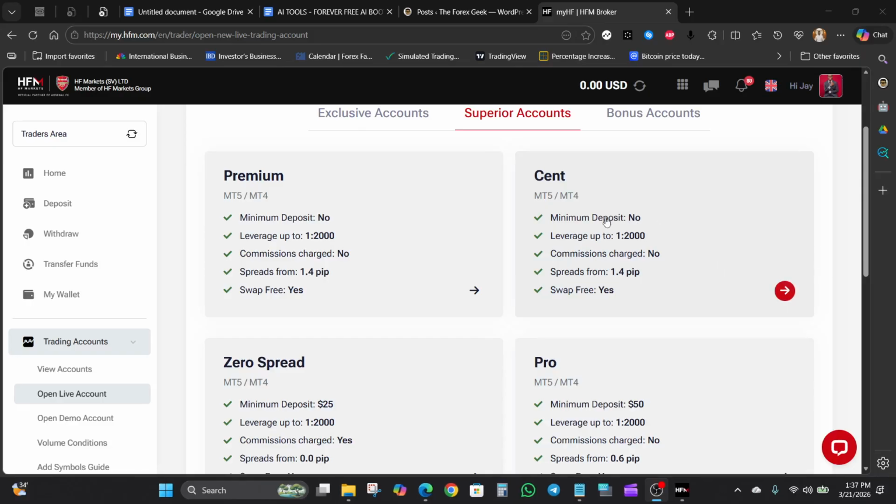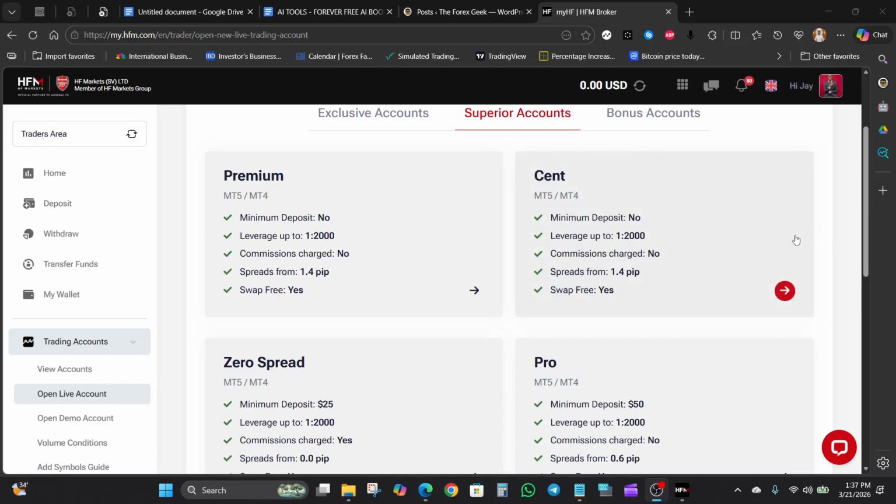For example, a cent account is designed for beginners. There are brokers that offer cent accounts, maybe not all brokers offer it, but a cent account is designed for beginners. In this account, your balance is displayed in cents instead of dollars. So this allows you to trade with very small risk and learn without exposing too much capital.